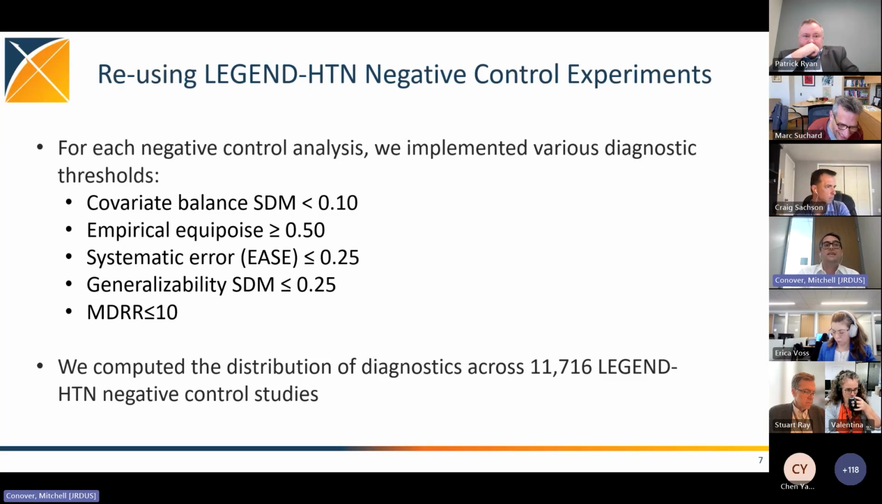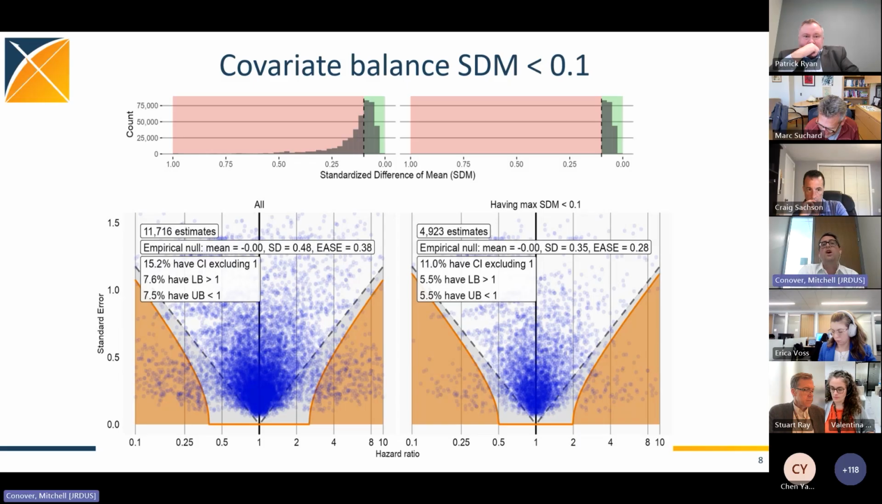We implement various diagnostic thresholds shown here. Again, we're going to focus today on empirical equipoise and covariate balance. But basically, we applied these different diagnostic metrics and we assessed their distribution across the different negative control experiments within LEGEND.